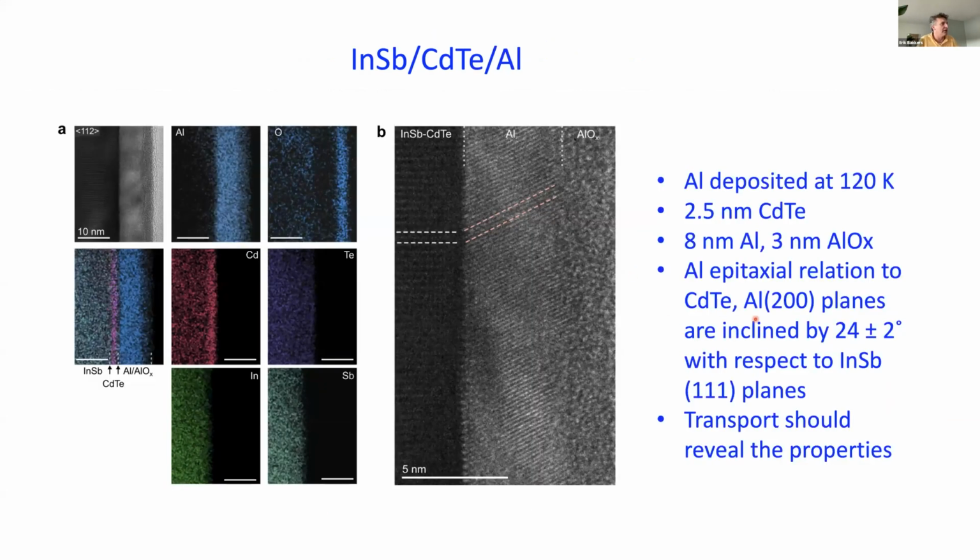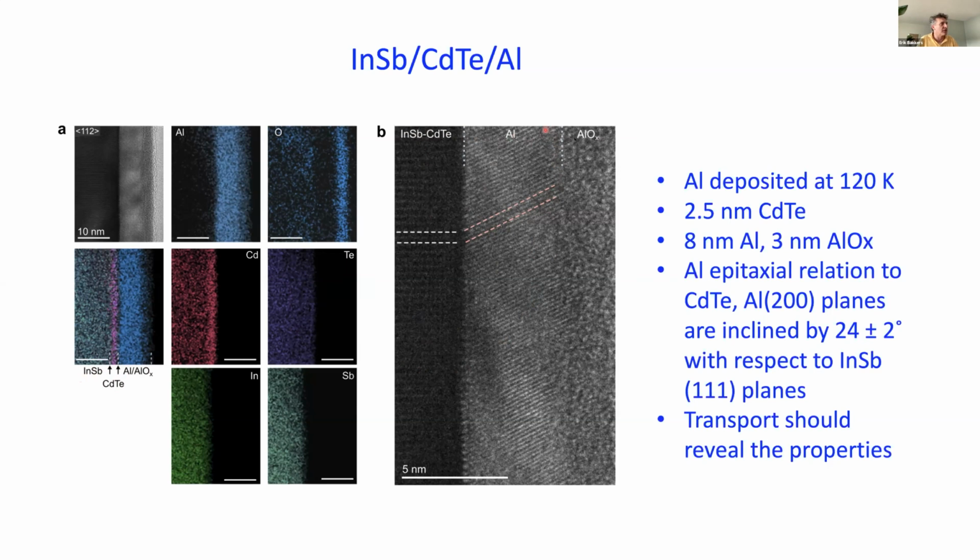Now we can study these wires in more detail in the TEM. This picture confirms that we have indium antimonide in the core, then we have a very thin shell of cadmium telluride. It has a thickness here of 2.5 nanometers. Then we have aluminum, and then we have a thin layer of aluminum oxide. And here in high resolution, you can see that the cadmium telluride is crystalline.